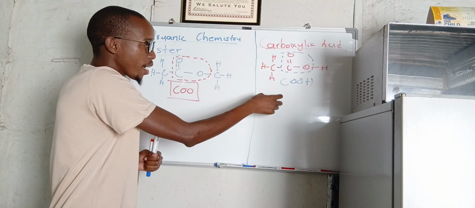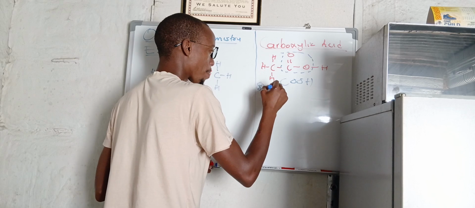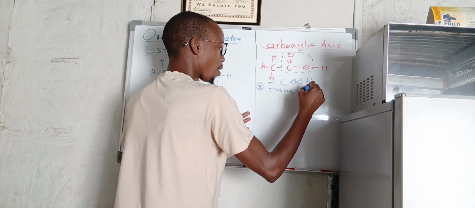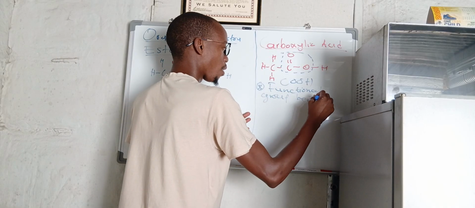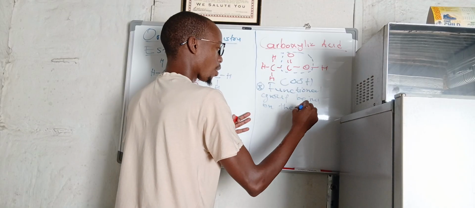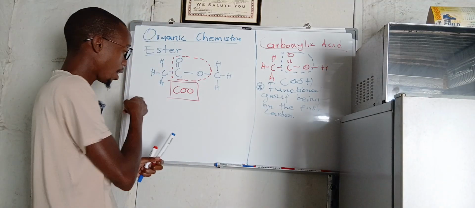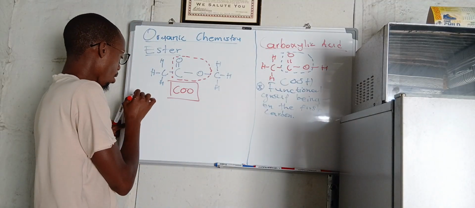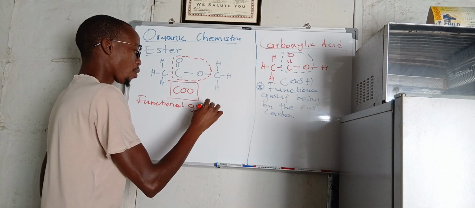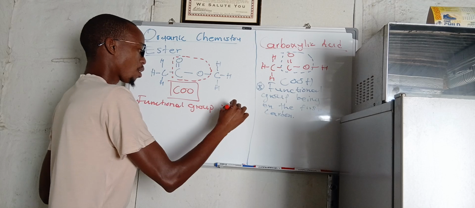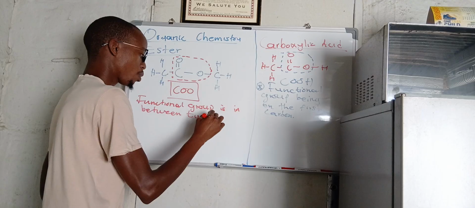Here we have the functional group being on the first carbon. But here, the functional group is in between two carbons.